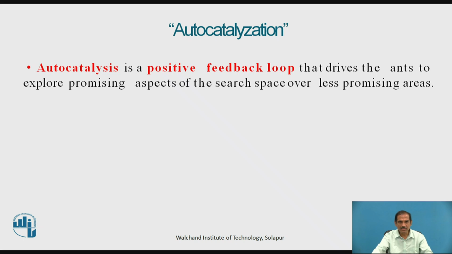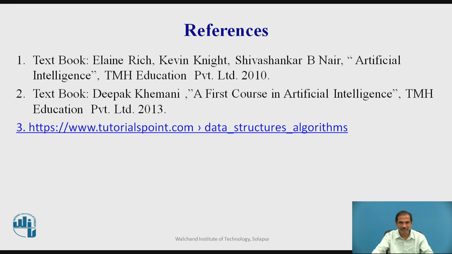Autocatalysis is a positive feedback loop that drives the ants to explore promising aspects of the search space over less promising areas, and therefore by autocatalysis in a positive feedback loop we go to those particular paths which are randomly generating our values and leading us probably to the goal that we are expecting to achieve.